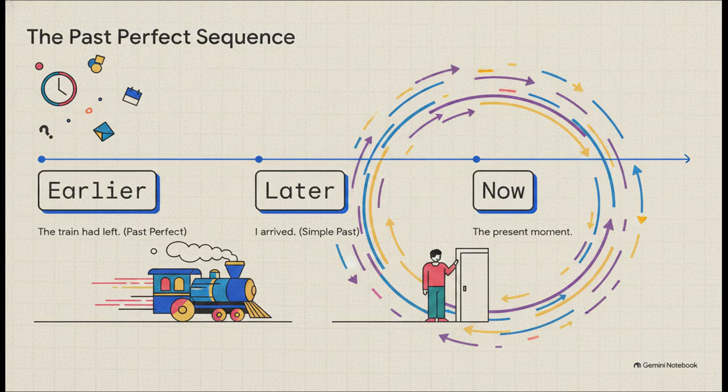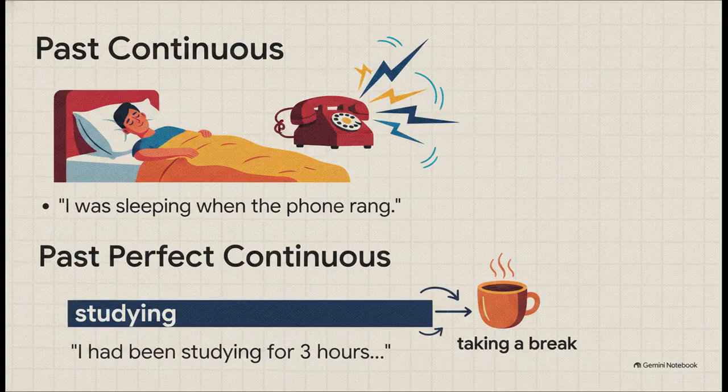So check this out. When I arrived, the train had left. First, the train left. That's the earlier past, so we use had left. Second, I arrived. That's the later past, so we just stick with the simple past, arrived. It sequences the events perfectly for the listener. So what about the continuous forms in the past? Well, the past continuous is absolutely great for setting a scene, especially when there's an interrupted action.